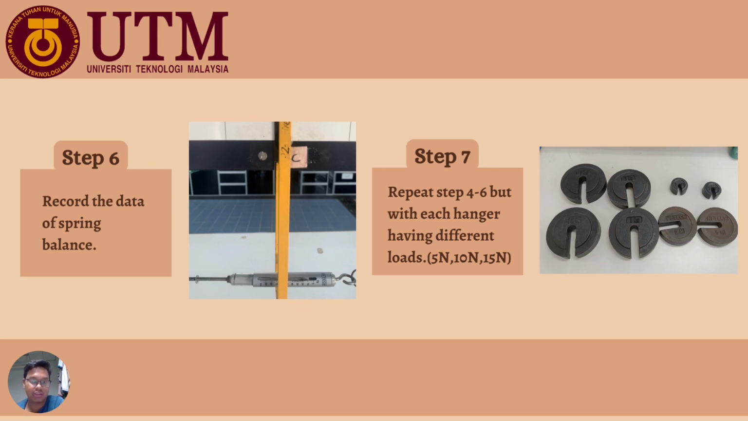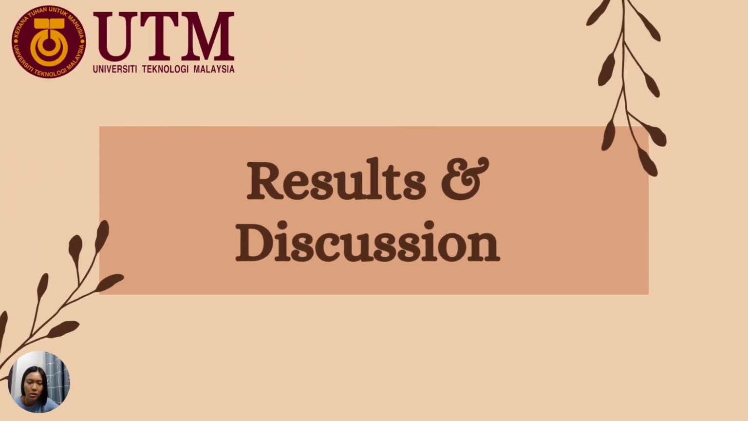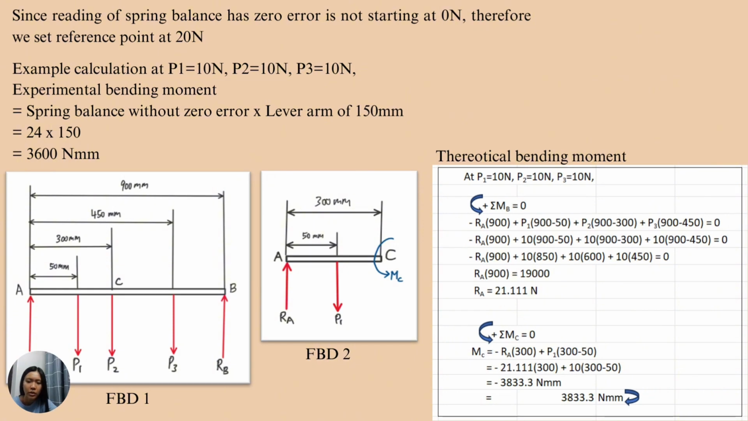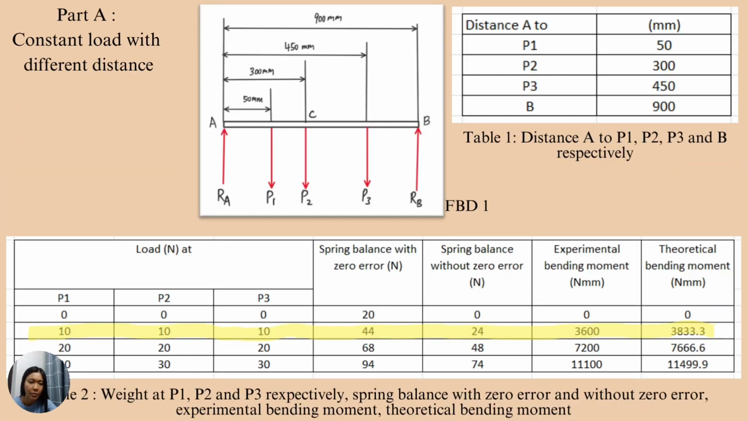Next will be the results and discussion. At part A, we use constant load with different distance. The data is tabulated as shown in tables 1 and 2. Distance A to P1, P2, P3, and B respectively is shown in free body diagram 1. Since the reading of the spring balance has a zero error and does not start at 0 Newton, we set the reference point at 20 Newton. This is the example calculation at P1 equals 10 Newton, P2 equals 10 Newton, and P3 equals 10 Newton, which is the yellow highlighted row in table 2.